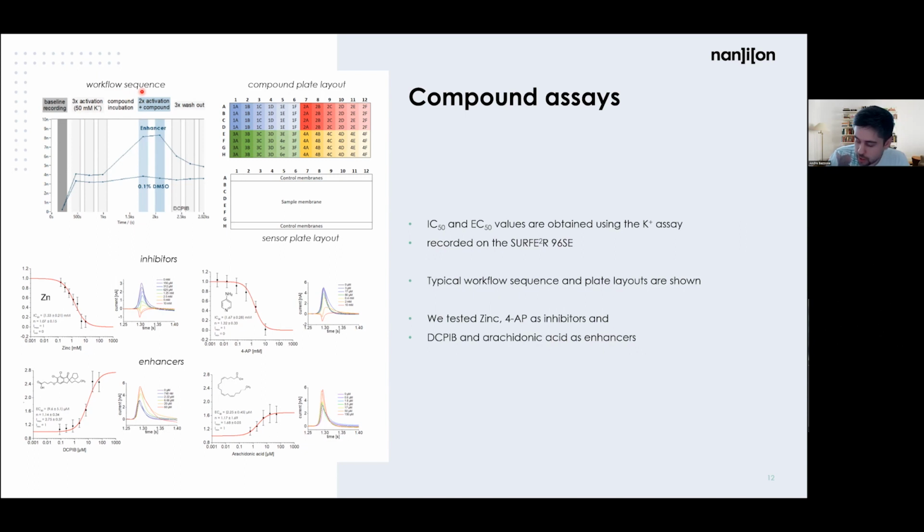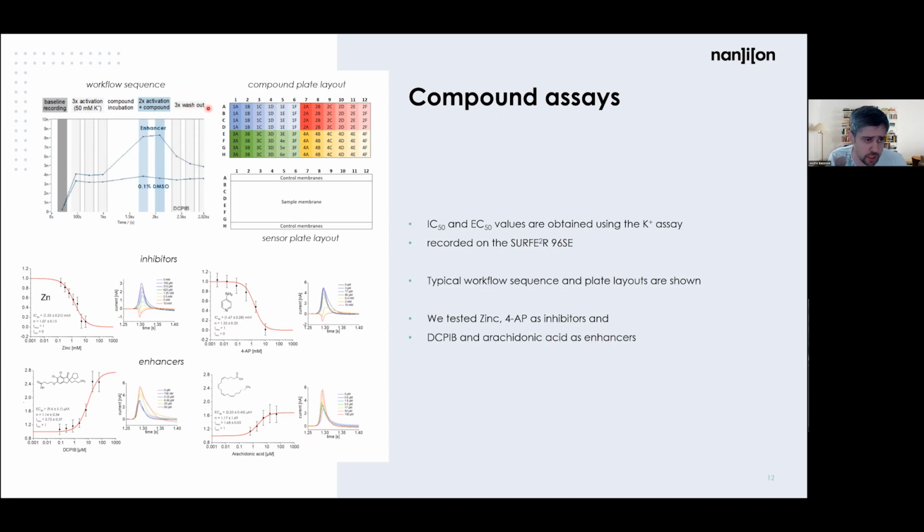You need a larger incubation time if compounds are hydrophobic and need to integrate into the membrane, so that takes a little more time. And then we repeat the activation using 50 millimolar potassium in presence of compound. Here you can see the result for an enhancer, and here the DMSO control. And after that, you can wash out the compound again.